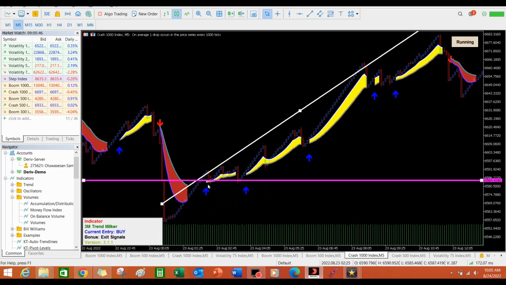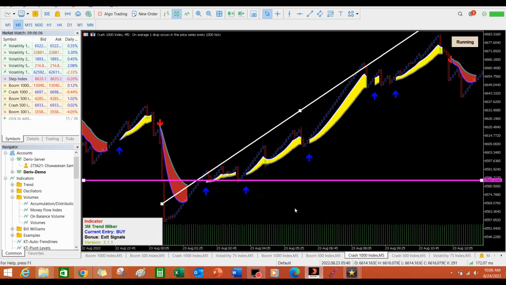So if you are coming in right here where we have our arrow popping out, you can easily pick up how many candles. 1, 2, 3, 4, 5. Okay, this is 5 candles. 5 times 5 minutes, that is 25 minutes. That will have given you a lot of profit even before this crash will happen.